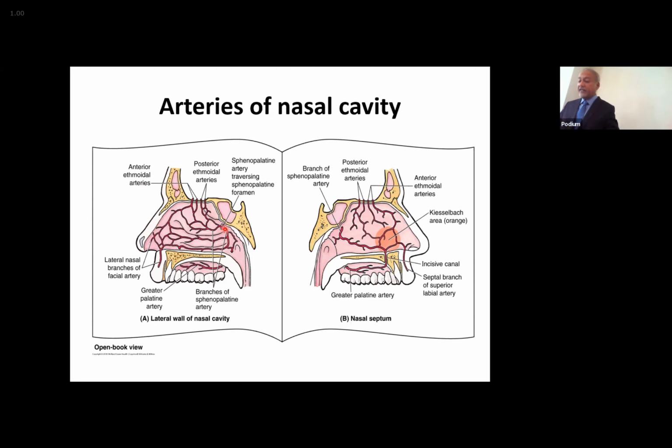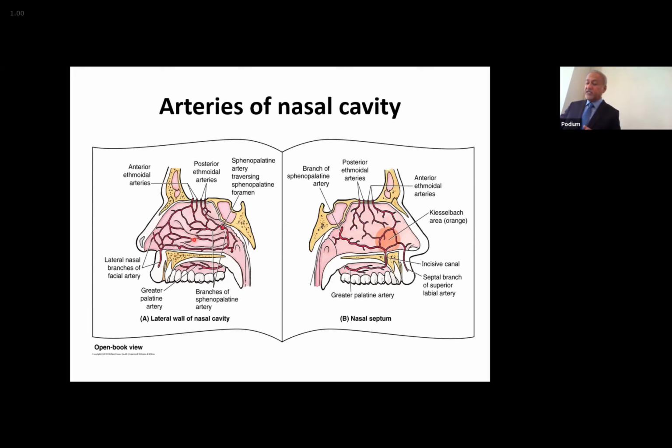Sphenopalatine foramen, and that's what I was telling you, that sphenopalatine would carry vessels into the nasal cavity. So the third part of the maxillary artery, which we will learn later, continues through this foramen into the nasal cavity and will supply the lateral wall of the nasal cavity along with the septum in the midline.